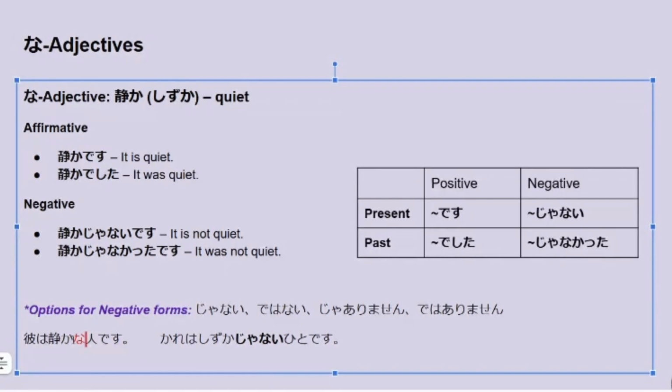Kare wa shizuka na hito desu. Now here, you don't have to use na because you still have the janai part, which basically designates it as a na-adjective. Kare wa shizuka janai hito desu. Hito means person, yes. He is a quiet person, he is not a quiet person. Those are just a couple of examples. So that's just a basic explanation of why we use na.